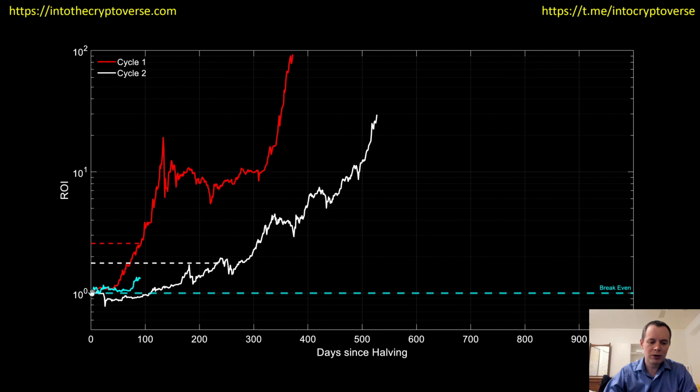You can see we more or less moved sideways with a few slight moves up when we were testing the $10,000 region. But for the most part, we moved sideways, and then we've only recently started to make a move up.